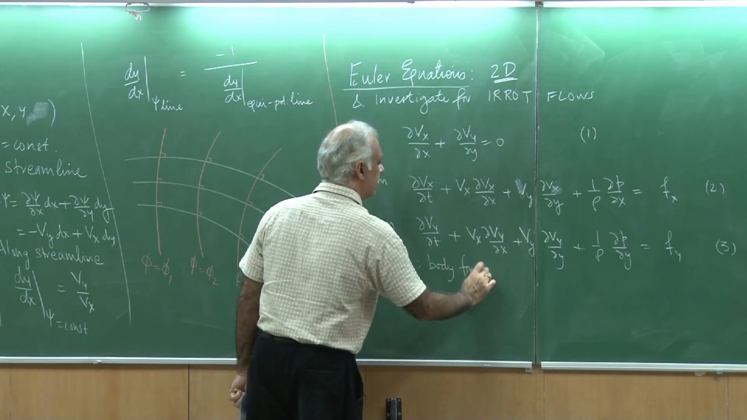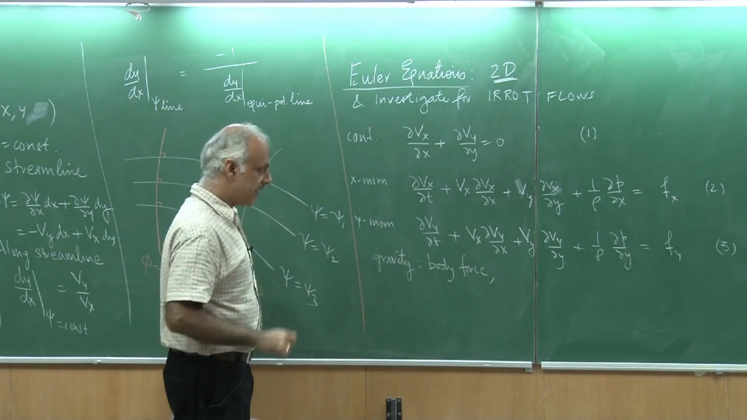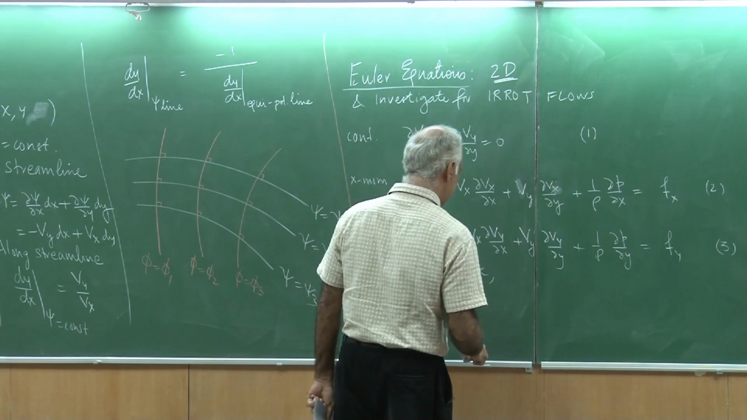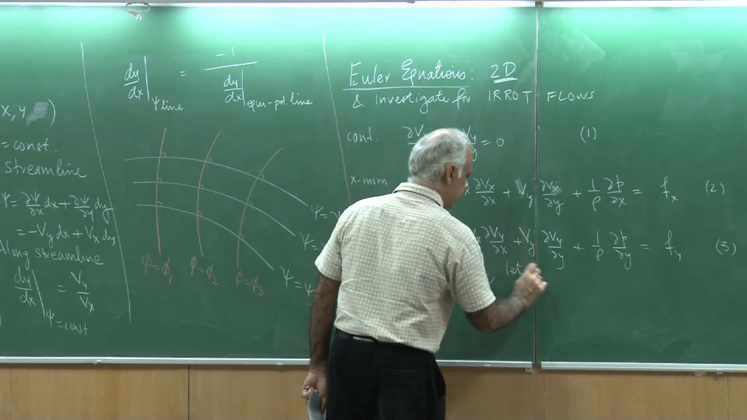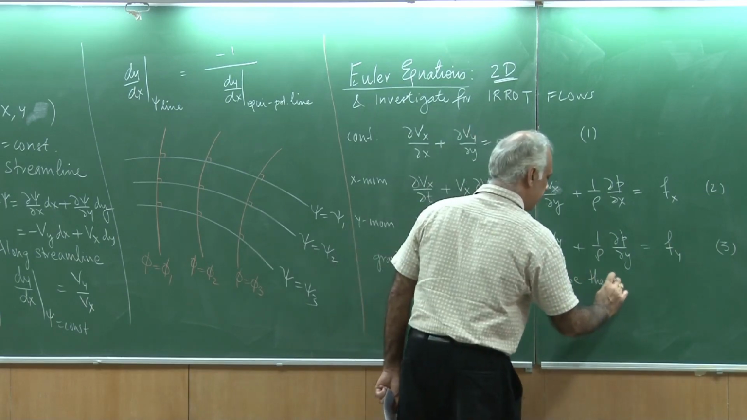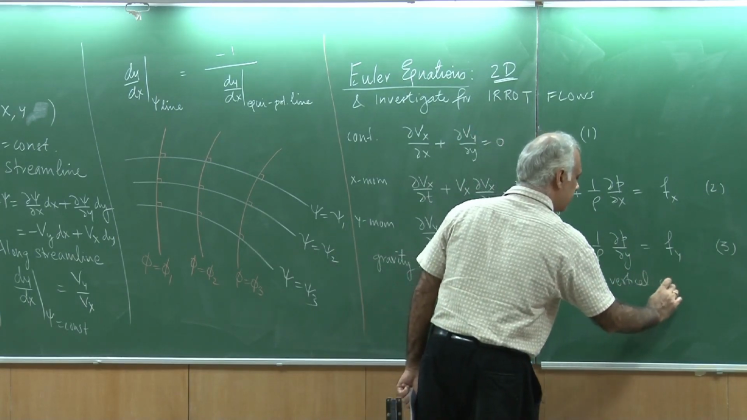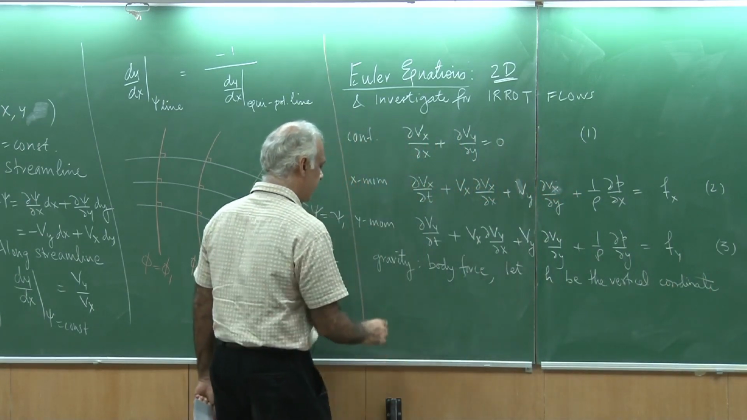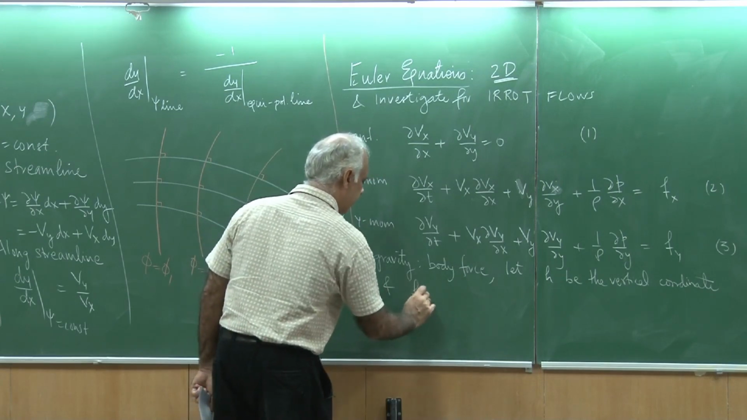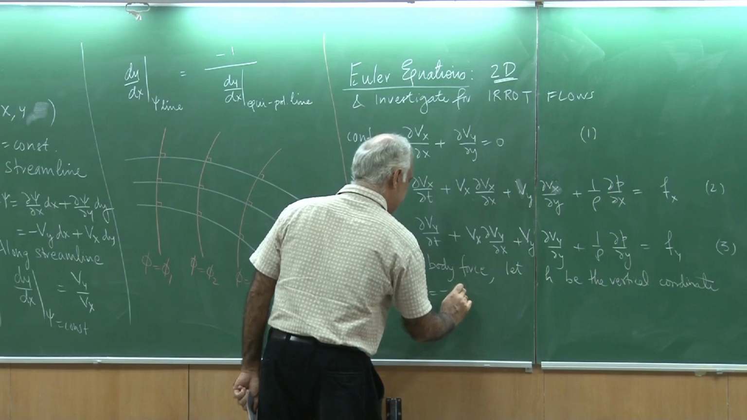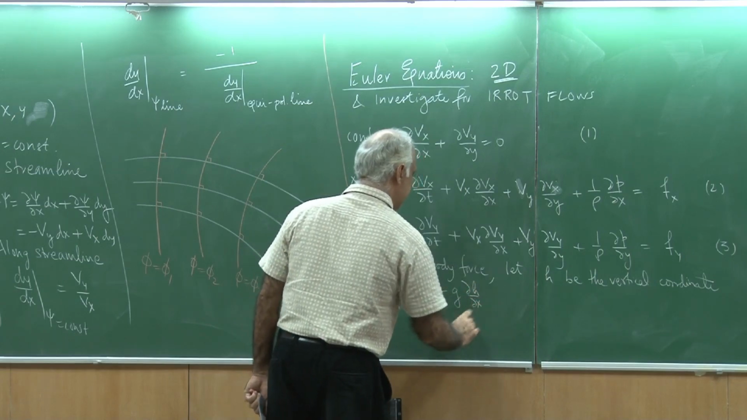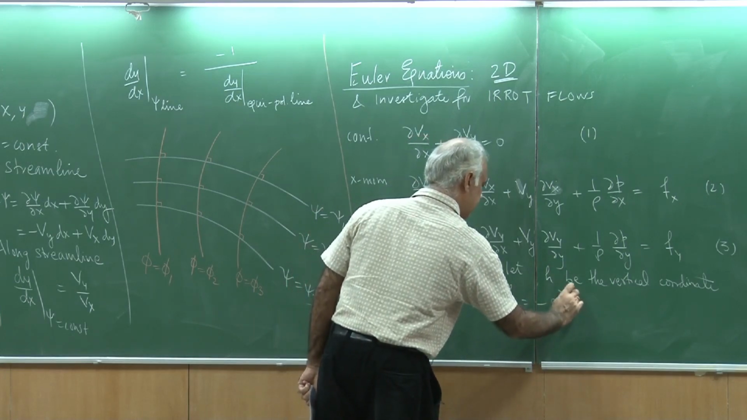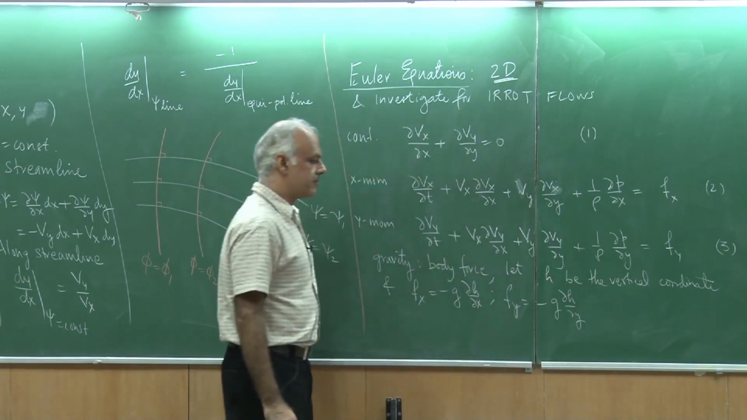No other body force. And I will further say that let g act in the direction minus h. So, let h be the vertical coordinate, okay, and I will then write Fx as minus g del h by del x and Fy as minus g del h by del y.